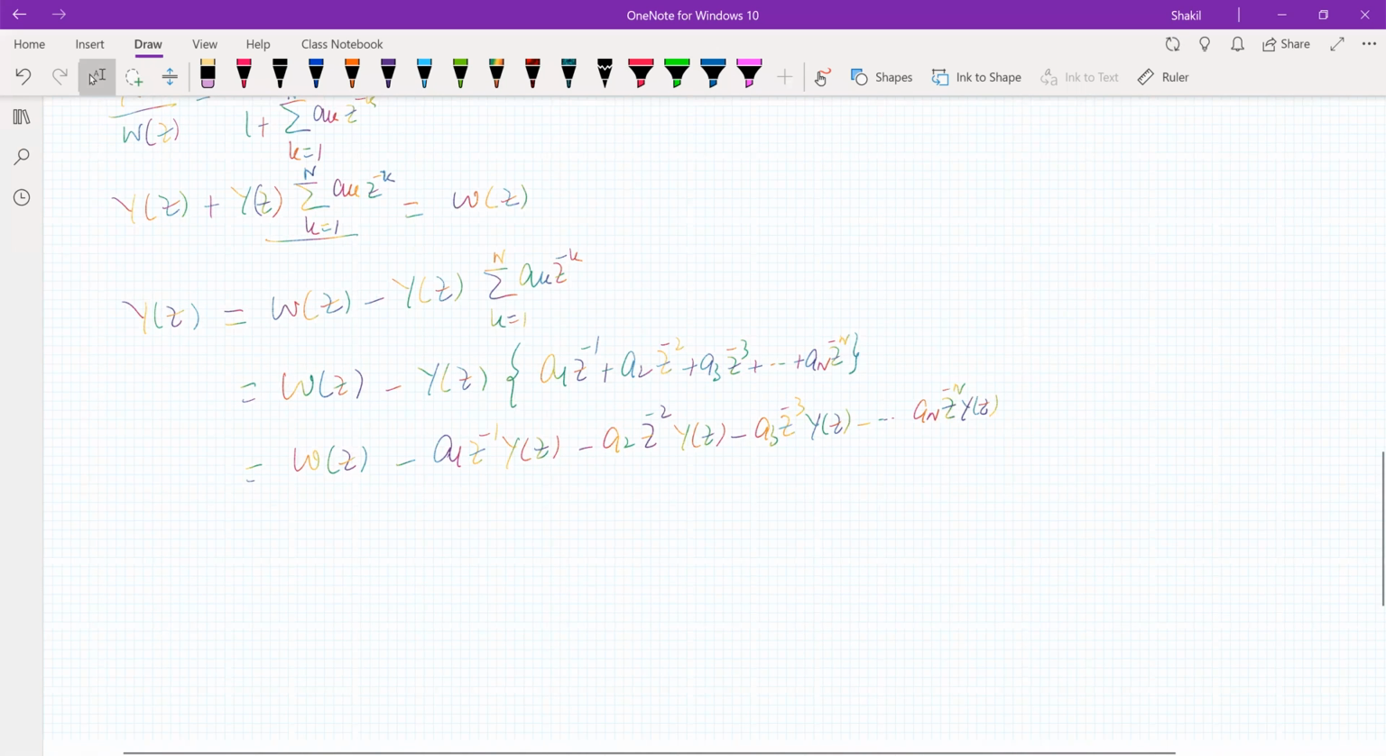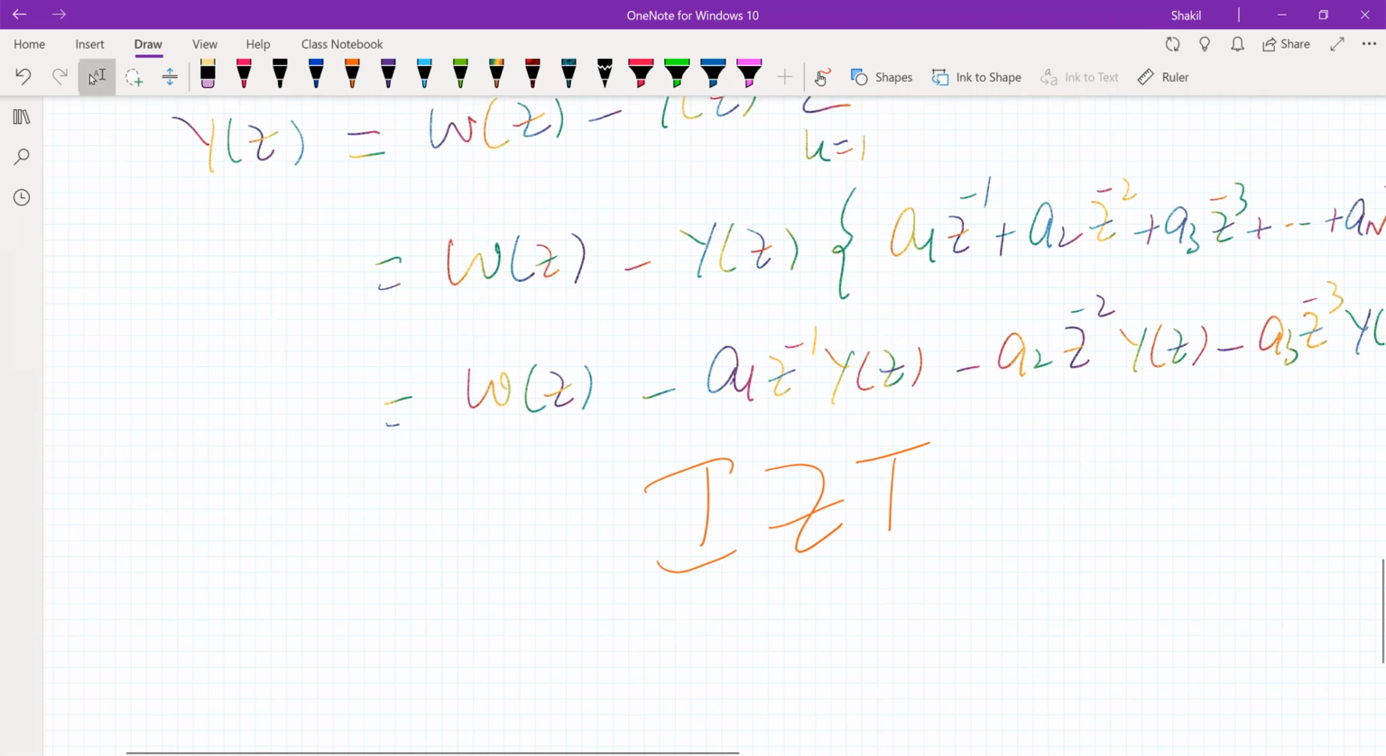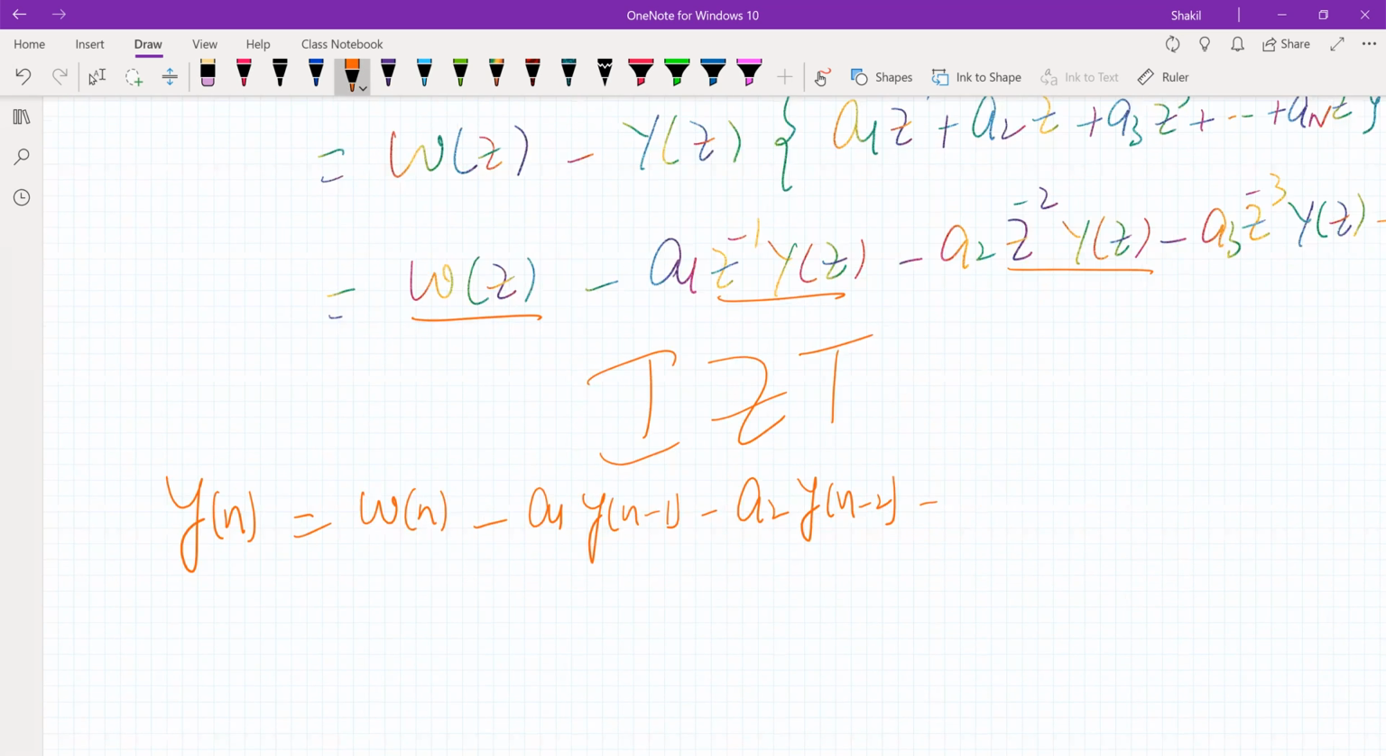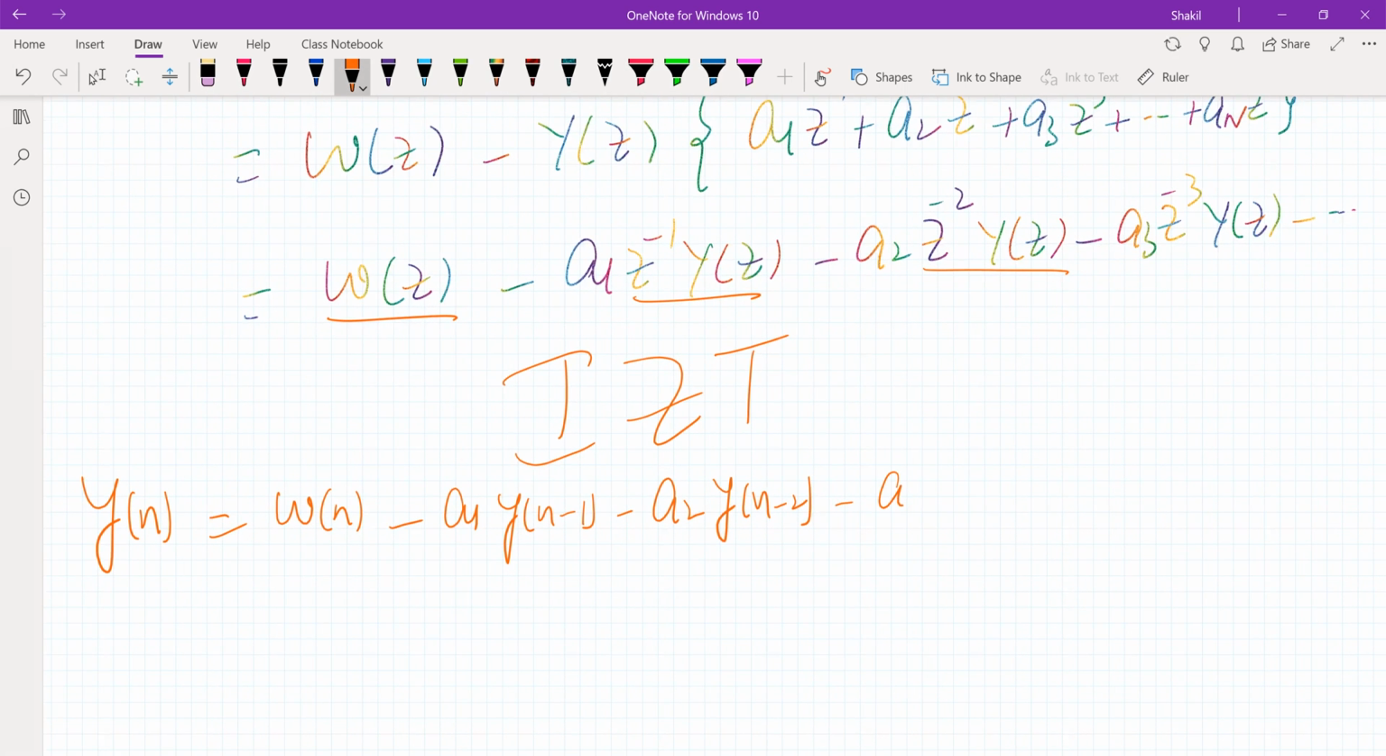Now again taking the inverse z transform here, what will we get? The inverse z transform of Y(z) will be y(n). The inverse z transform of W(z) is w(n). What will be the inverse z transform of this? Again using the shifting property, it will be a1 y(n minus 1). Shifting property here, it will be a2 y(n minus 2), minus a3 y(n minus 3), minus so on up to an y(n minus n). So this is our equation 7.